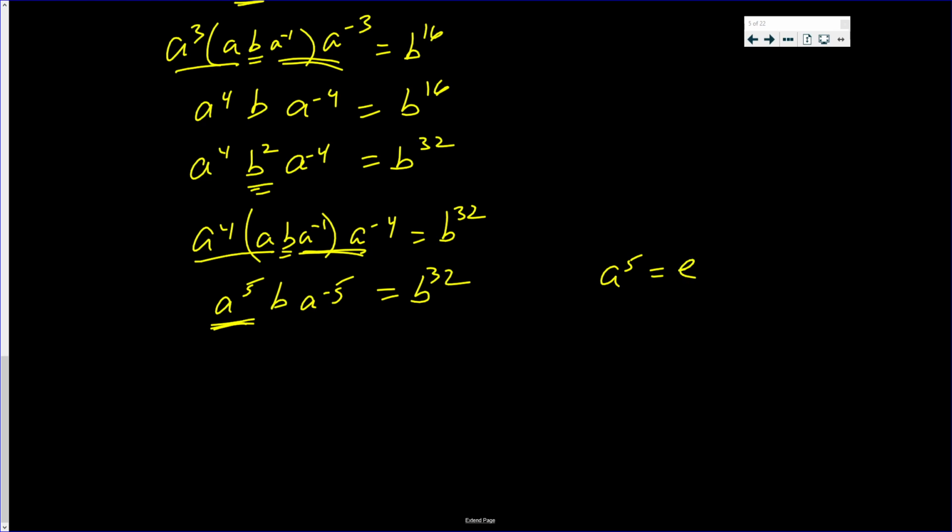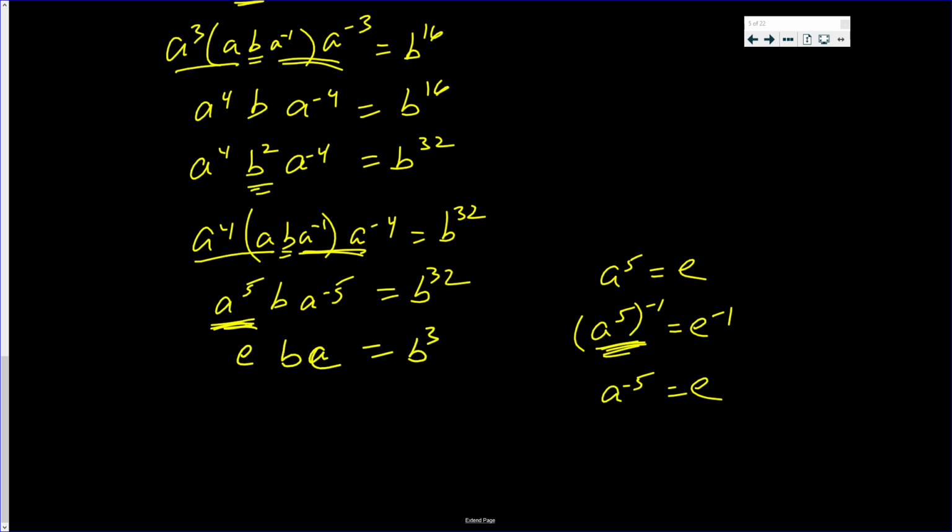a to the 5th is e, so a to the 5th inverse is e inverse, but another way of writing that is a to the negative 5, and e is its own inverse. So a to the negative 5 is also e. We have e times b times e equals b to the 32. So that means b is equal to b to the 32.